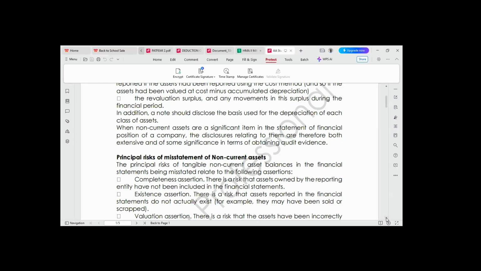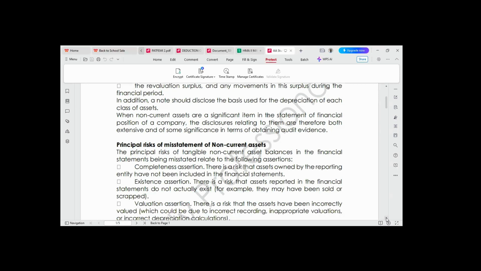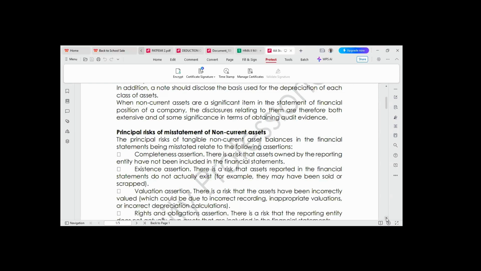Okay. Then the next principal risk the auditor is also faced with is the valuation assertion. That is the risk that assets have been incorrectly valued, which could be due to incorrect recording, inappropriate valuation, or incorrect depreciation calculation. What that means is that when the auditor is reviewing the financial statement, if it does not have operational skepticism, there could be instances where it will gloss over incorrect recording. What do you mean by incorrect recording?